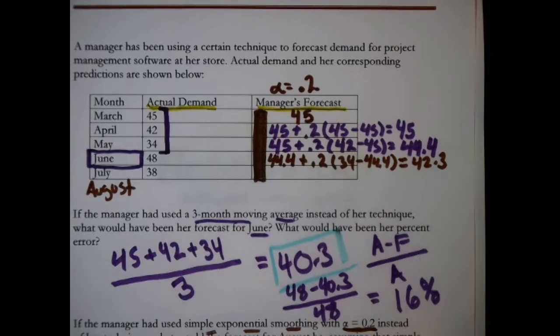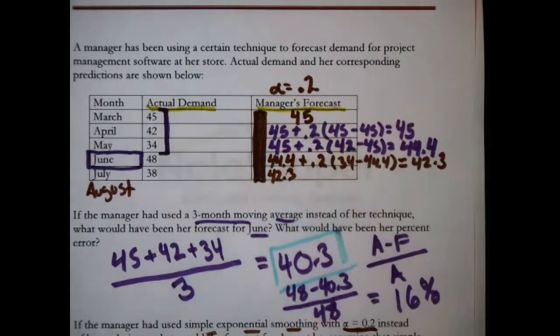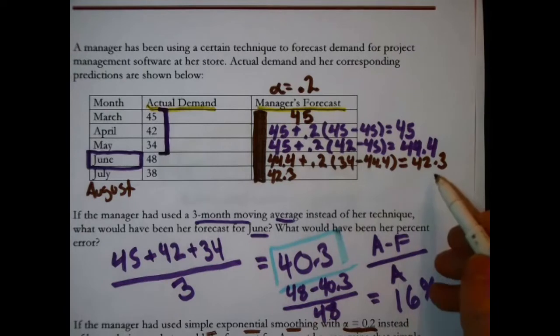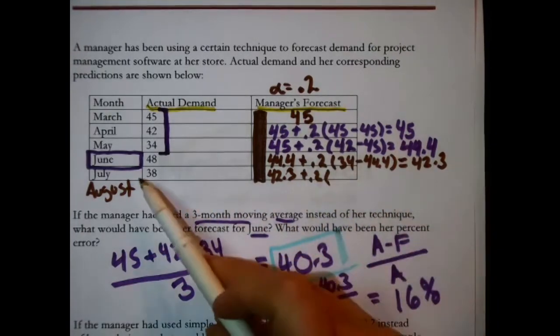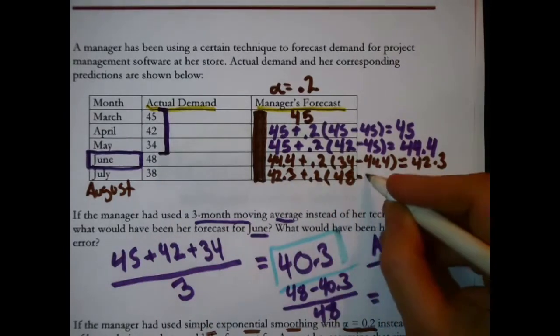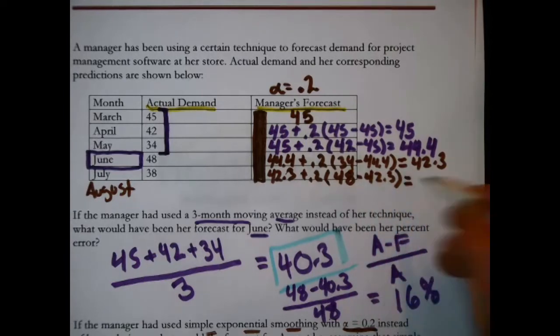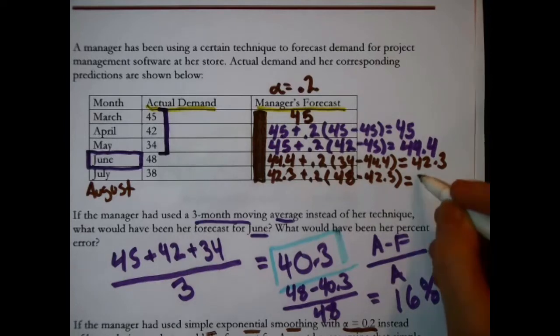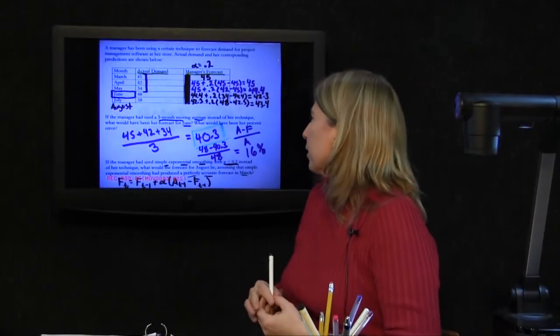Now, having that, we have enough to do July. Because in July, you would say, well, the forecast for June, which we just discovered, so to speak, was 42.3 plus 0.2 times what actually happened in June. Well, that was 48, minus the same old 42.3. That's the forecast for June. So I get that that is 43.4. And you're going, yeah, we need the forecast for August.